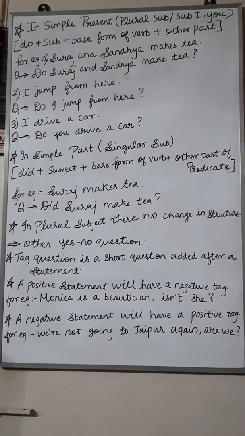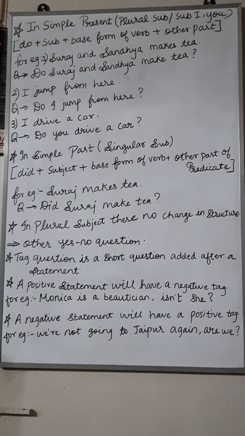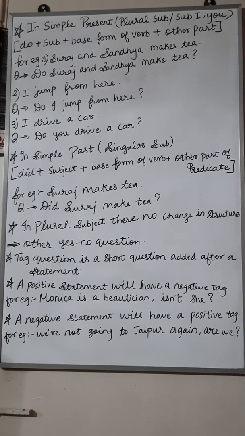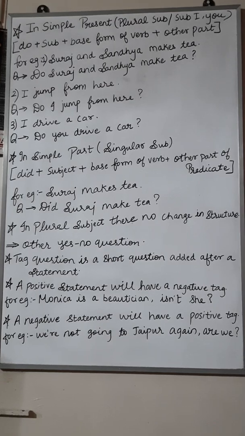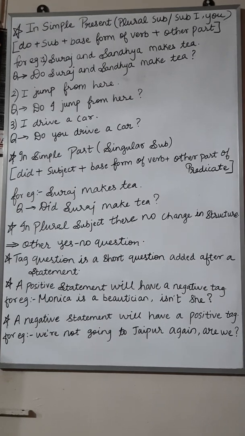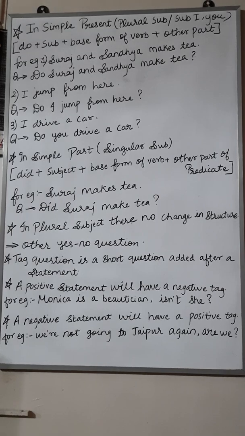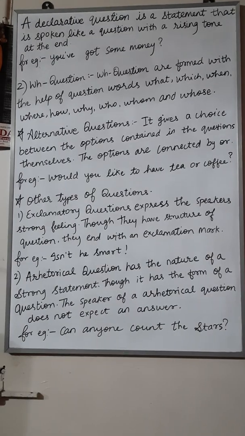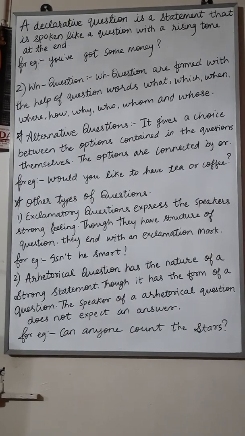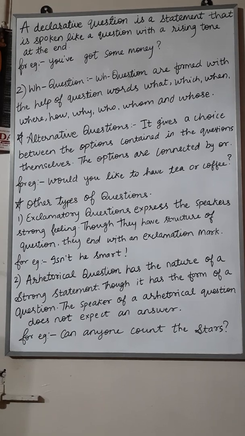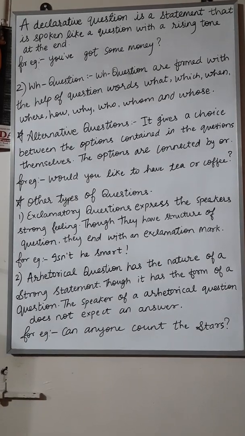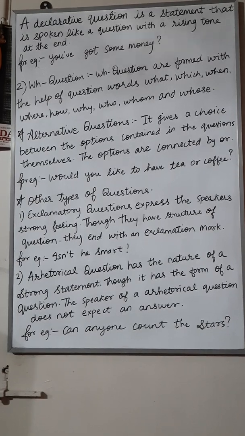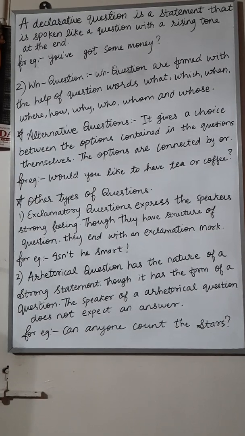Now when the statement is negative, it will have a positive tag. For example, "We are not going to Jaipur again, are we?" Here "are we" is a positive tag. A declarative question is a statement that is spoken like a question with a rising tone at the end. For example, "You have got some money?"